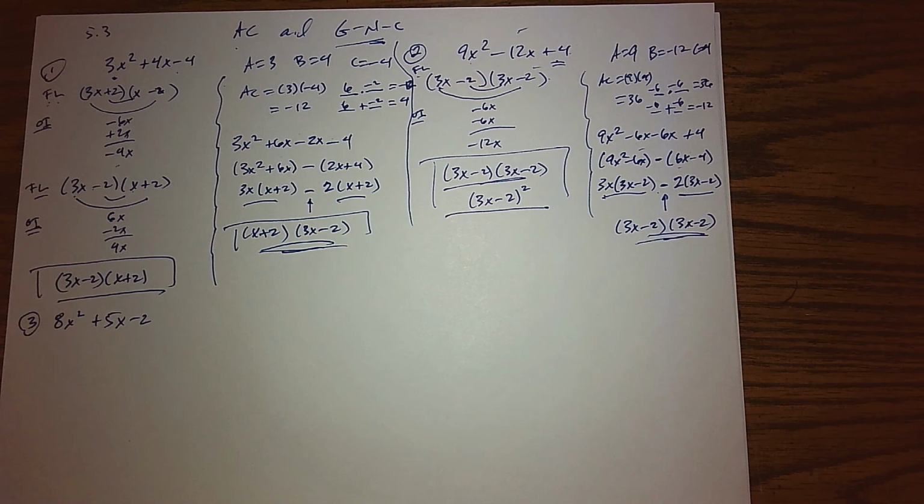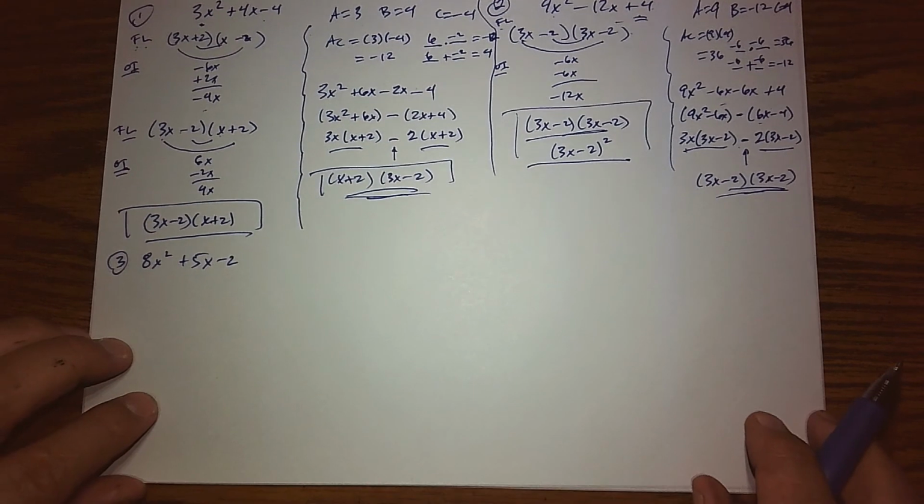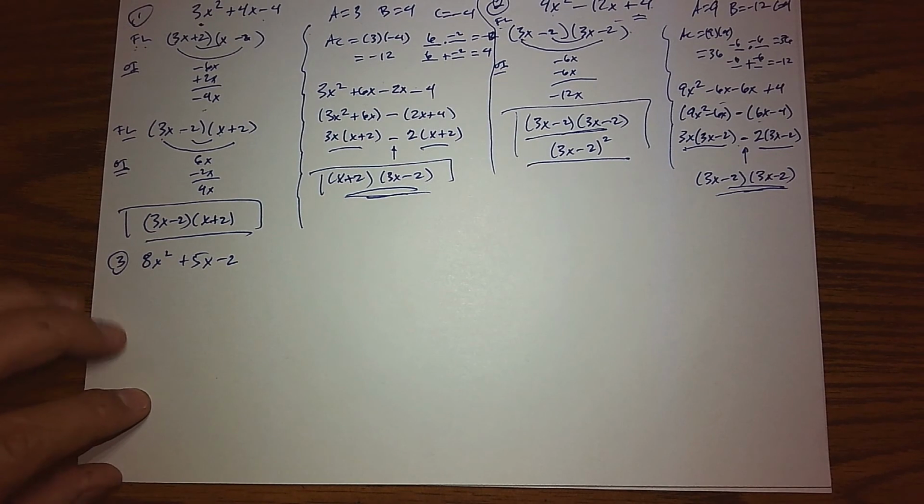So again, two ways to do the same thing. They both work. They're side by side. You pick and choose which one you like. And then last but not least, we have this problem down here, 8x squared plus 5x minus 2.